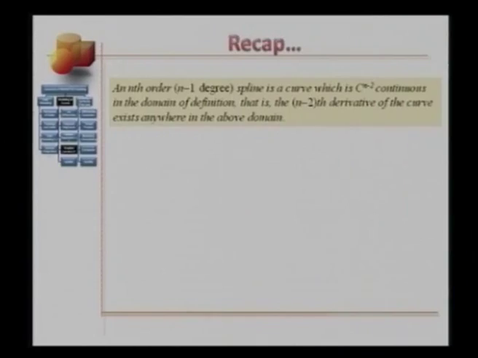Hello and welcome. A little recap on what we have been doing in splines. First, the definition. An nth order spline, which is an n-1 degree curve, is Cn-2 continuous everywhere in the domain of definition. That is, in the domain of T, going from minus infinity to plus infinity. Now, this definition is something that we will be keeping in mind throughout our discussion on splines.